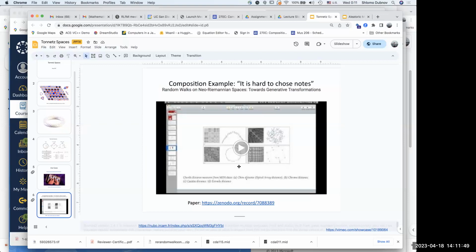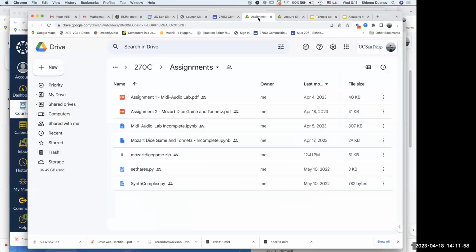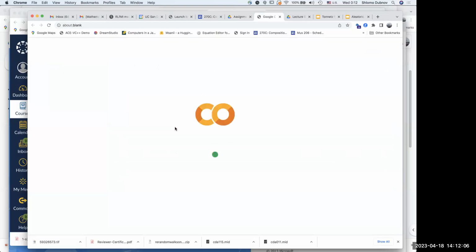But before continuing with the topic, let me show the homework and maybe answer questions if you have any. So let's go again to the assignment. Yeah, it will open to Google.